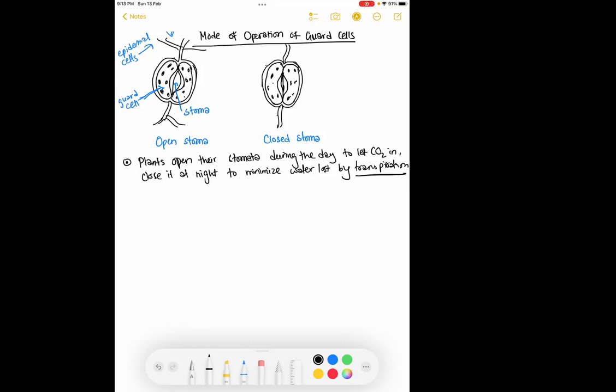So let's write it down just so you know. Transpiration is the process of water movement through a plant and its evaporation.